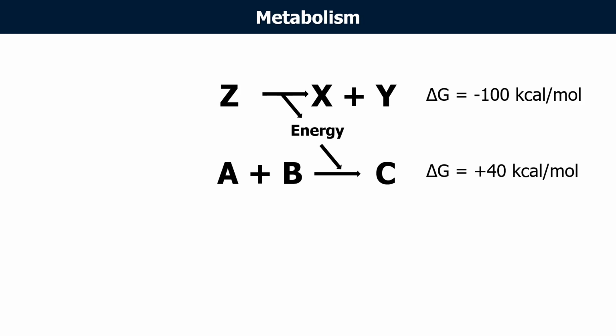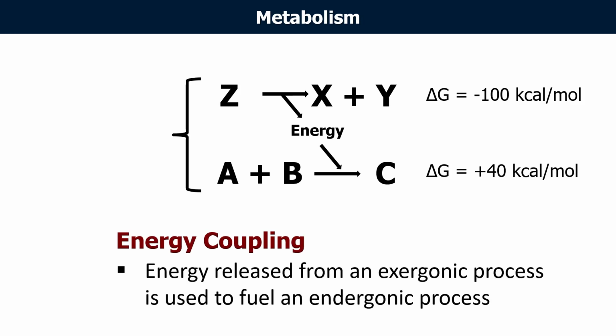Well, if this reaction releases 100 units of energy and we funnel 40 of them into the bottom reaction, we'll still have some energy left over. This is called energy coupling, where the energy released from an exergonic process is used to fuel an endergonic process. And we could ask how much energy is left over. Well, it's just simple math. If we release 100 and you take 40 of that to invest into C, you'll still be releasing 60. So the delta G for the process is still negative.